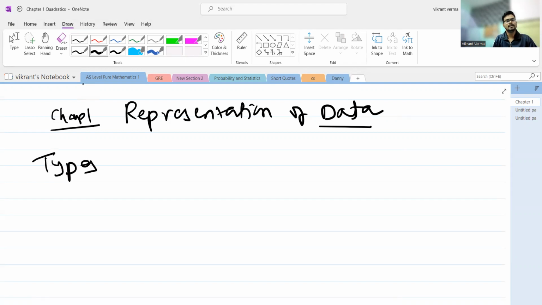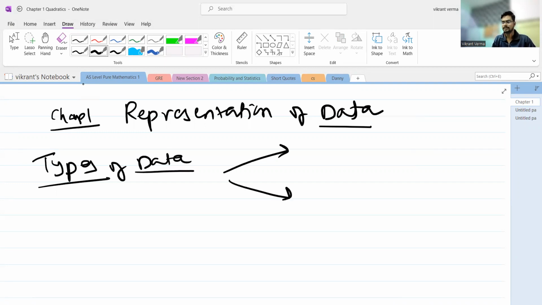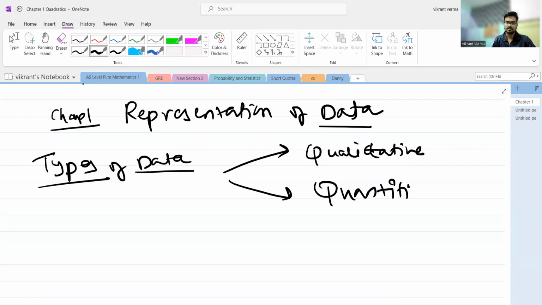In our day-to-day life, data comes in two categories. The first one is qualitative data, and the other one is quantitative data. So qualitative and quantitative are the two categories in which data appears in our day-to-day life.